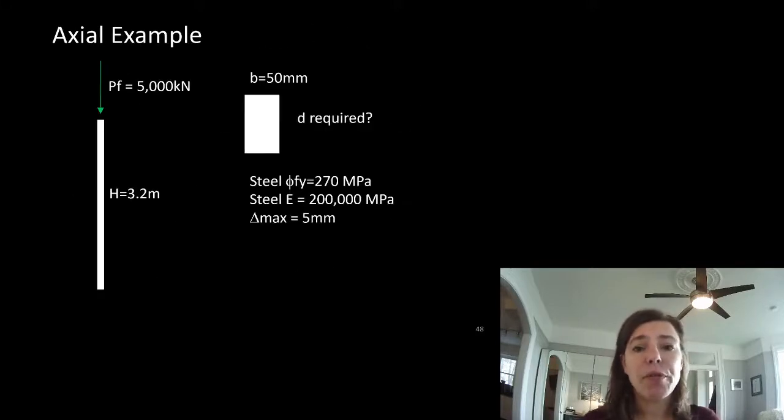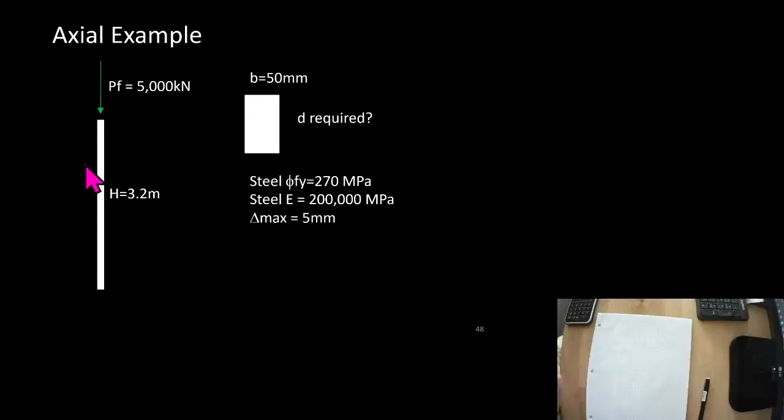So let's do a few quick examples now, just to really lock it into our heads. Okay, let's do one last example that ties in all the things that we've talked about today. We have a column that is 3.2 meters tall. We know that there's a factored load of 5,000 kilonewtons being applied to it. They have told us that the width is 50 millimeters. It needs to fit in a very particular space. But depth is the thing we need to determine.